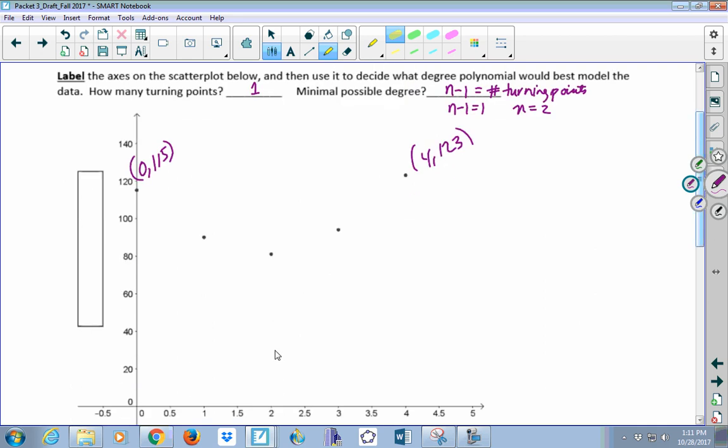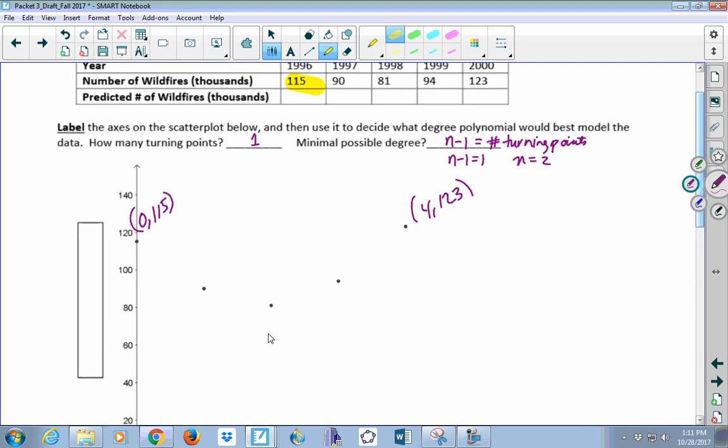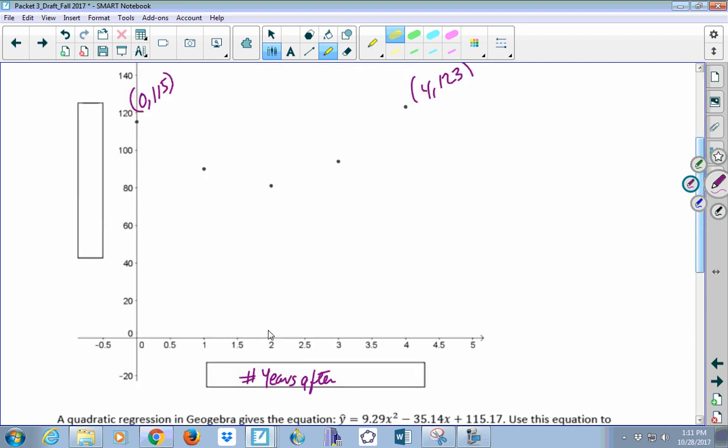Okay, so let's take a look. First, we've got to label our axes here. So this is the number of years after or since, however you like to say it, 1996, right? And this is the number of wildfires in thousands.